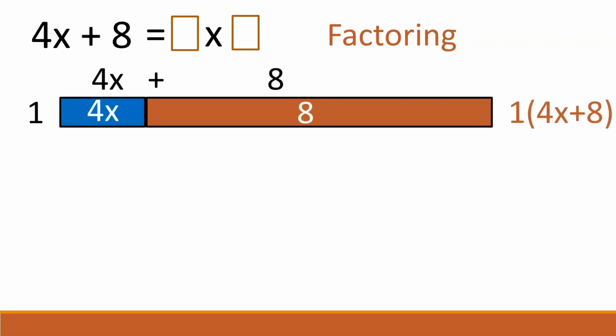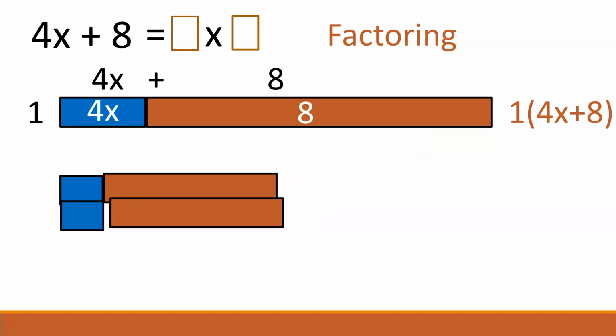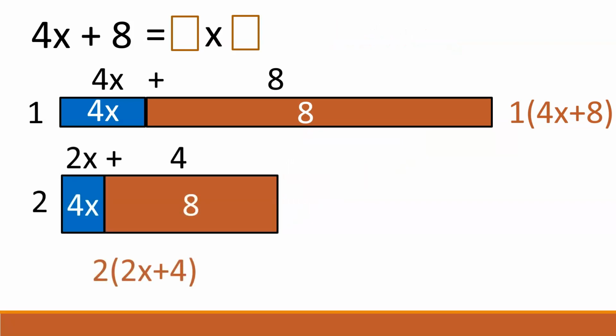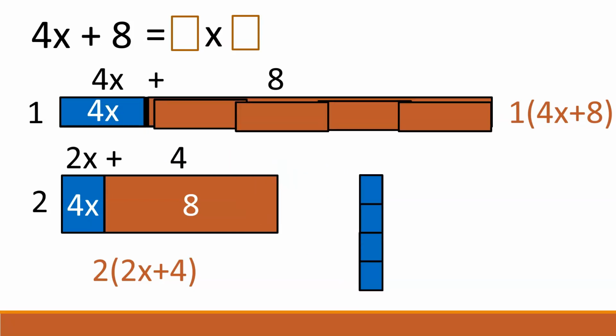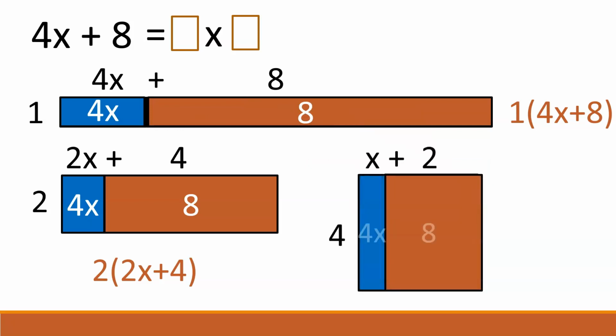When we factor an expression, there may be more than one way to write an equivalent expression to the original. In this case, 4x plus 8 is the same as 1 times 4x plus 8, or it's also equivalent to 2 times 2x plus 4, or it's also equivalent to 4 times x plus 2. You can see from the area models that each of these expressions has the same area.